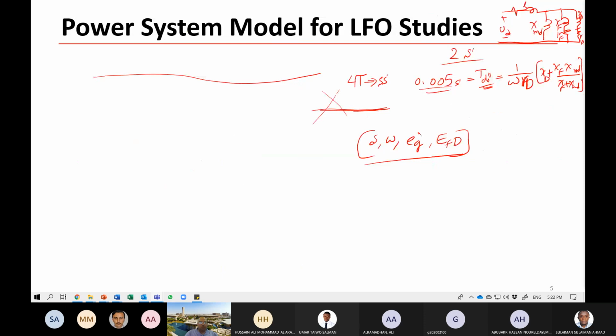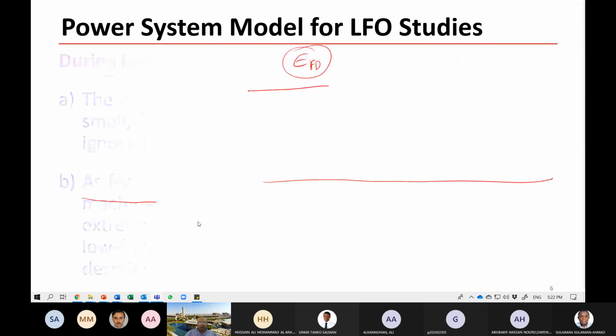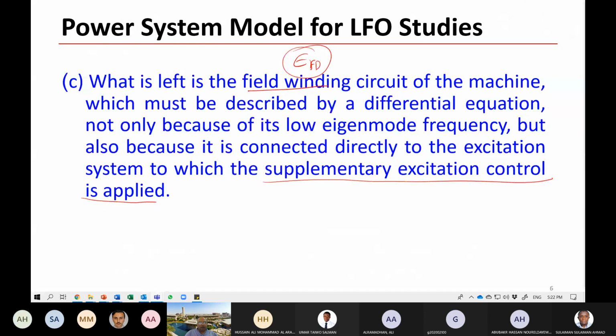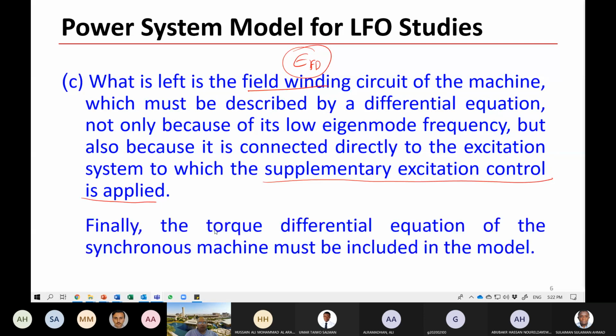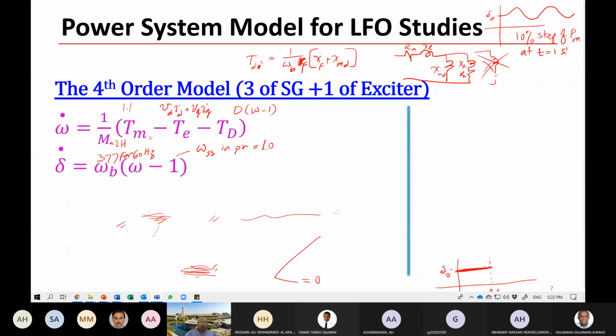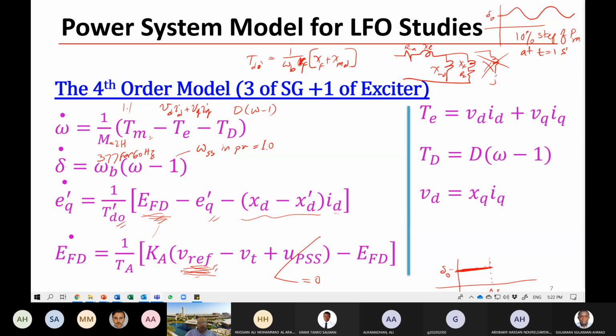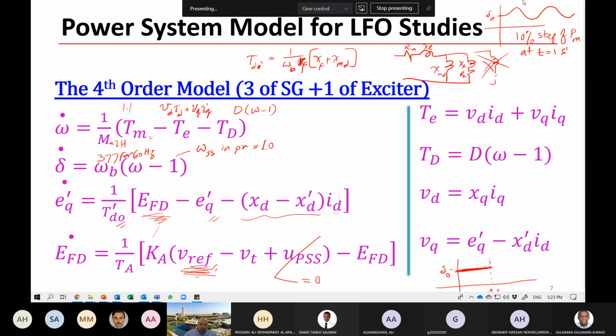We discussed the low frequency oscillation problem, and to analyze the dynamic stability of the system, we need to linearize the system model. This is the nonlinear model. We need to develop the linearized model. Linearized model: x dot equal to Ax plus Bu.